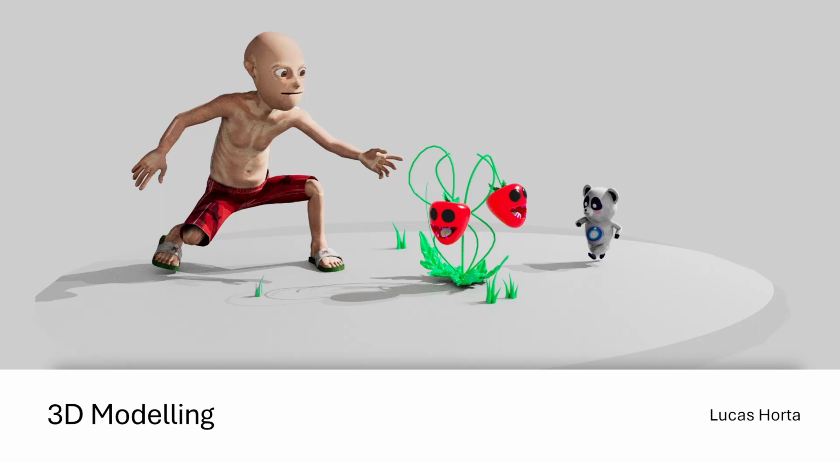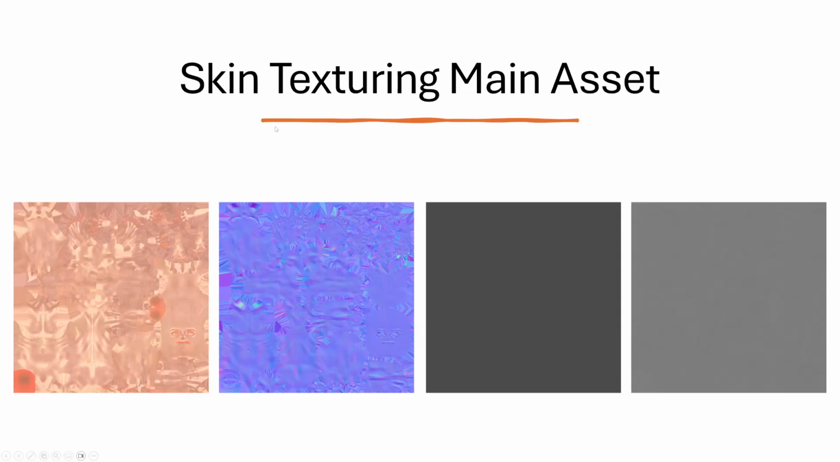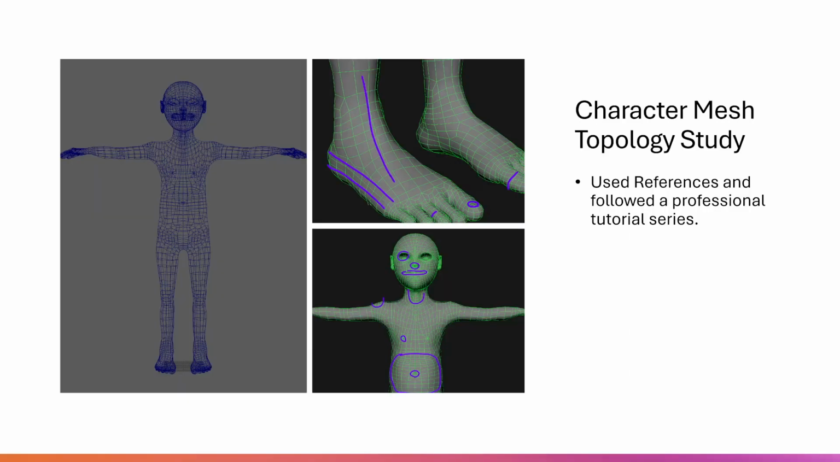Here I have my screenshot of my render right now. So I have the main character, which is the protagonist, and then there's some other assets. These are my skin texturing examples. So I've used Substance Painter, and here is my focus on topology.